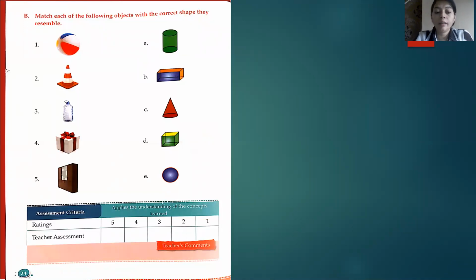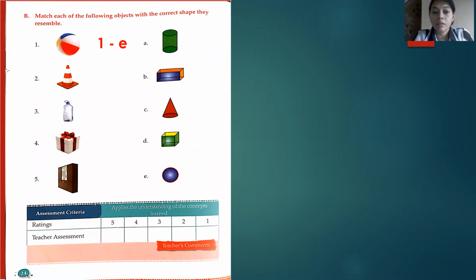Now children, again over here you can see some object on the one side, whereas on the other side shapes are given. Now what are you going to do? You are going to match this object with the shapes. Okay, so the first one is ball, and what is the shape? Yes, pear.